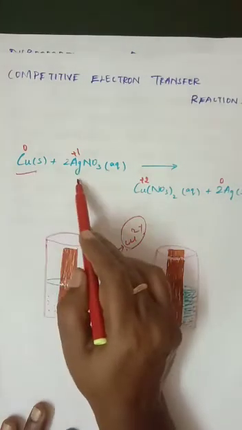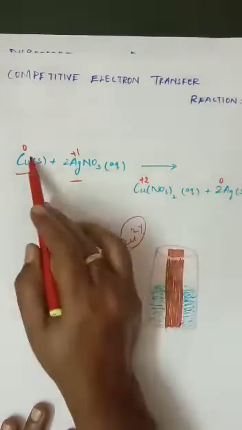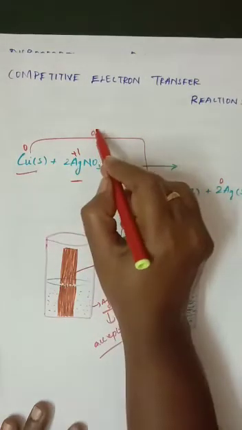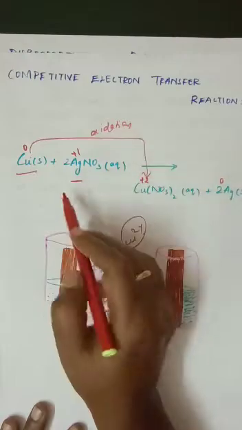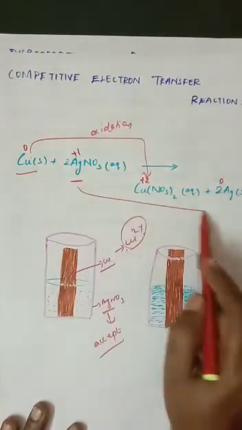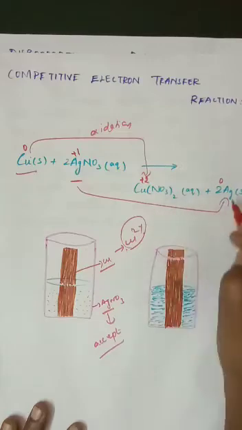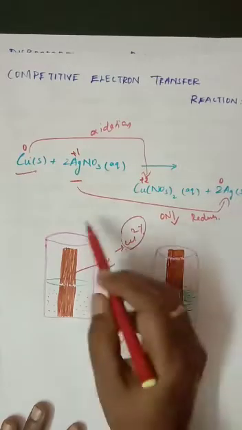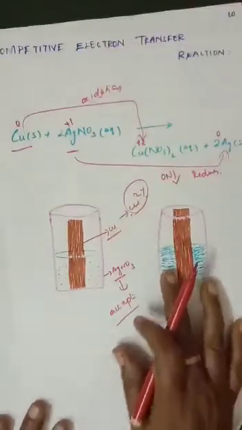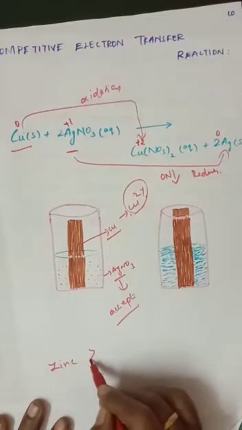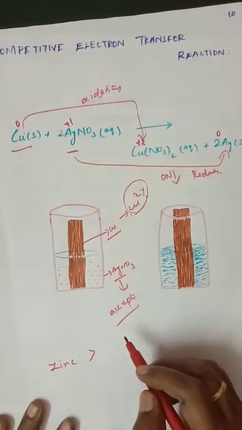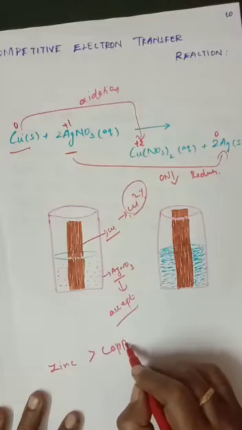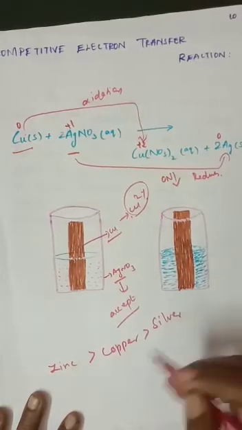Silver has a plus 1 oxidation state here. Copper becomes copper 2 plus, so the oxidation number increased and oxidation takes place. At the same time, silver with plus 1 oxidation number accepts electrons and becomes silver metal, so the oxidation number decreased and reduction takes place. This is the transfer of electrons. The electron releasing tendency follows this order: zinc is more electron donating, then copper, and then silver.